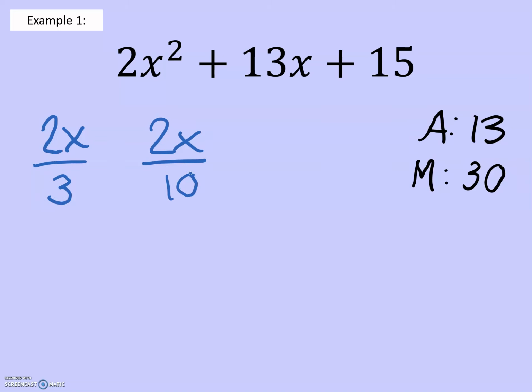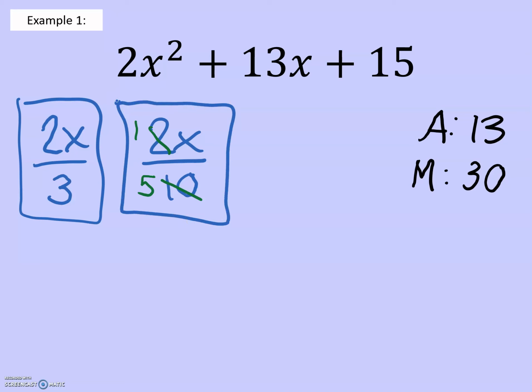Now look at our fractions. 2x over 3 cannot be simplified, so we're going to keep that one as is. 2x over 10, however, can be simplified to 1x over 5, or just x over 5 if you prefer to write it that way.